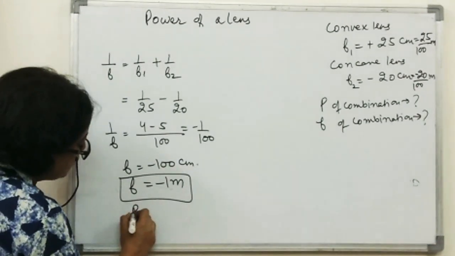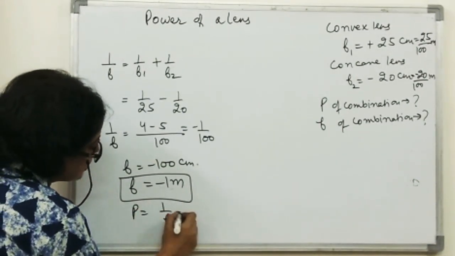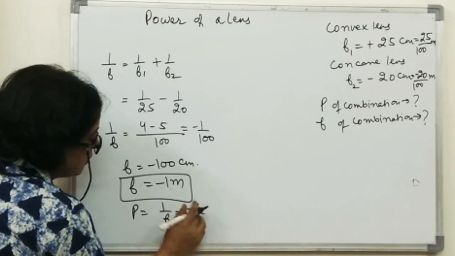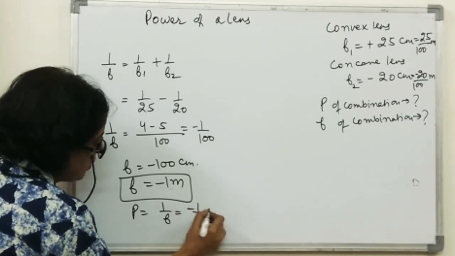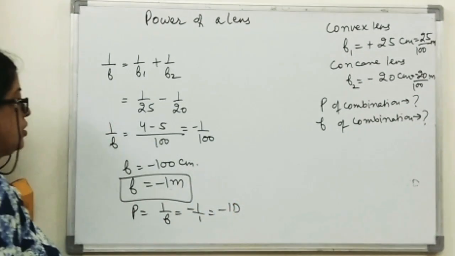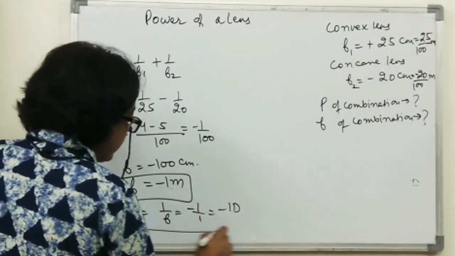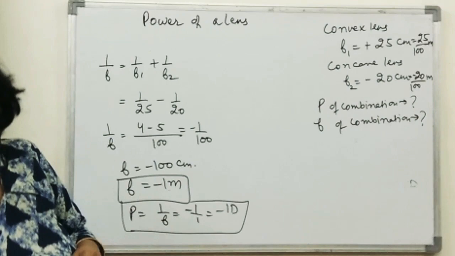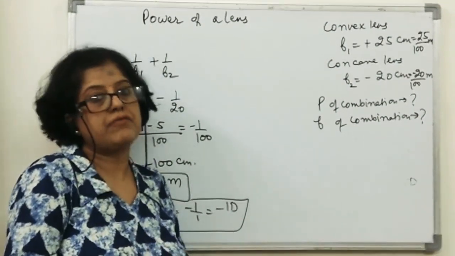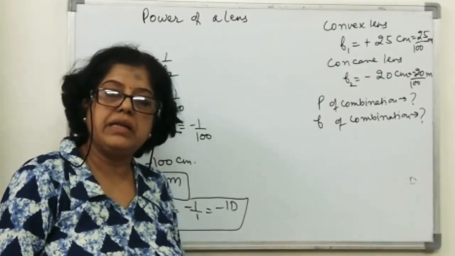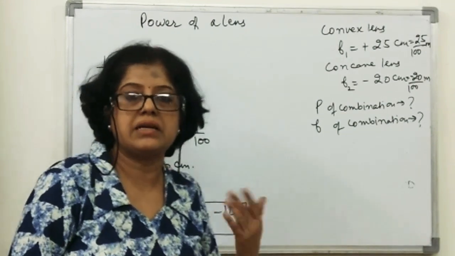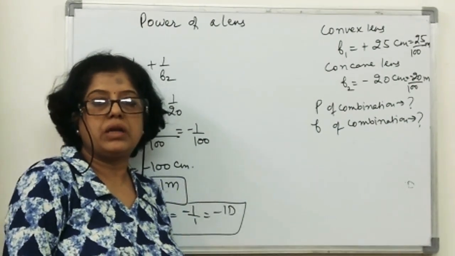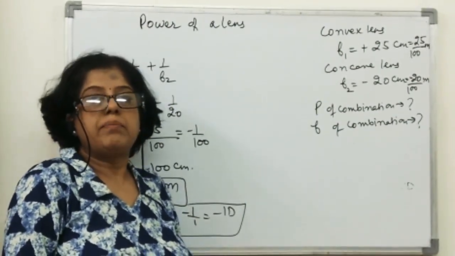So what will be the power of the combination? 1 by f, that is minus 1 by 1, that is minus 1 diopter. So we are getting the same answer here as well. So we can do the question in both the ways, but we have to remember mainly that focal length cannot be added simply like f1 plus f2. Power gets added algebraically, but not the focal length of the lenses when they are combined.